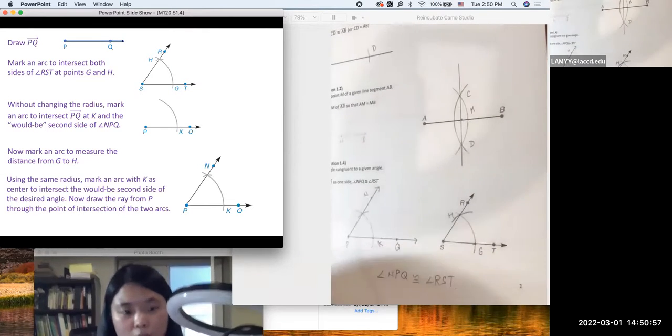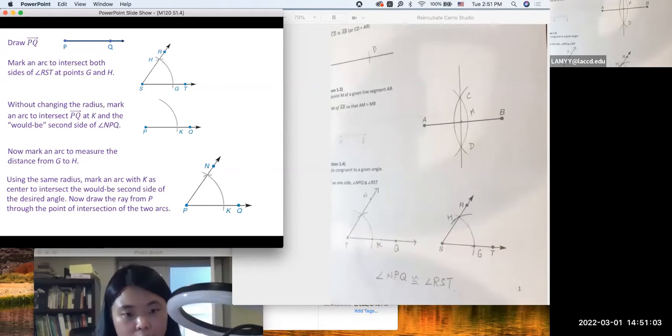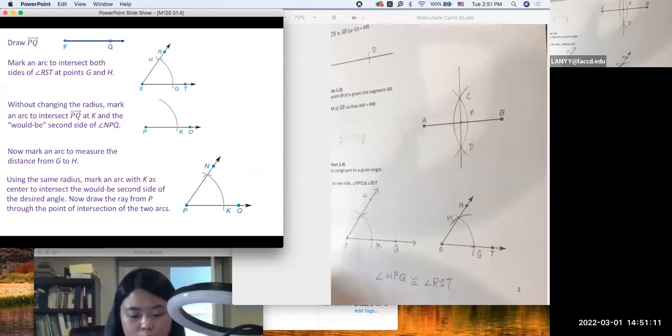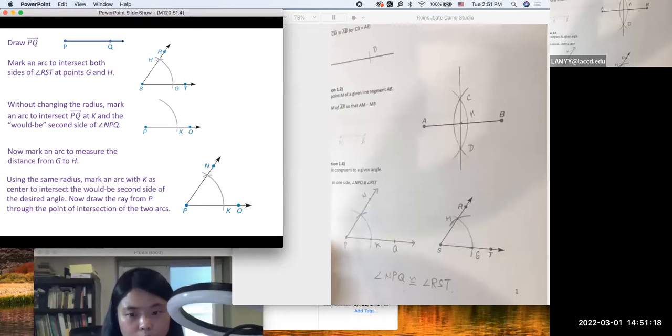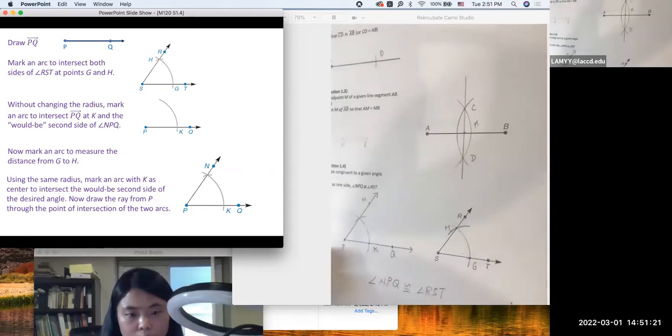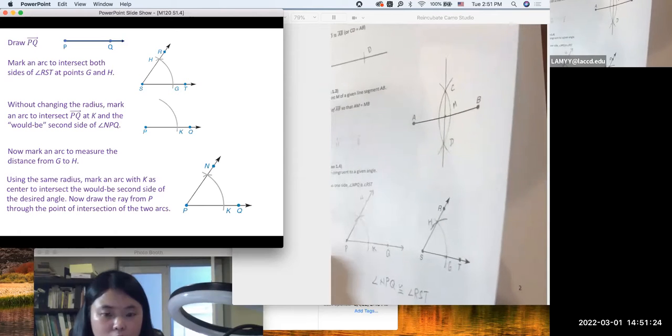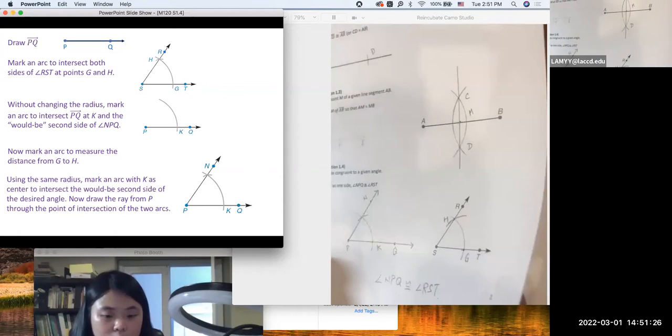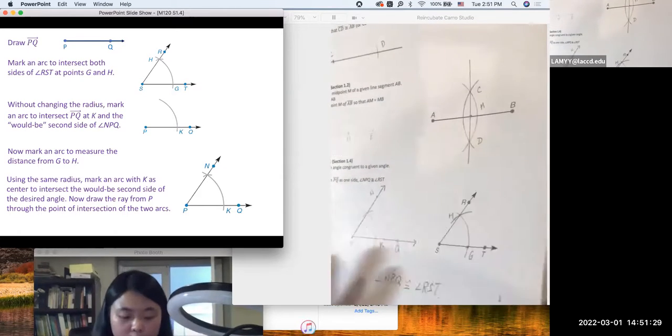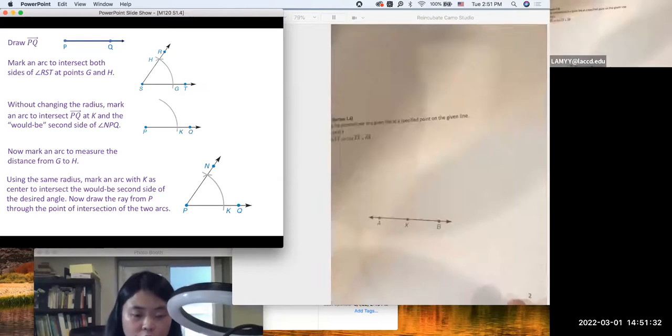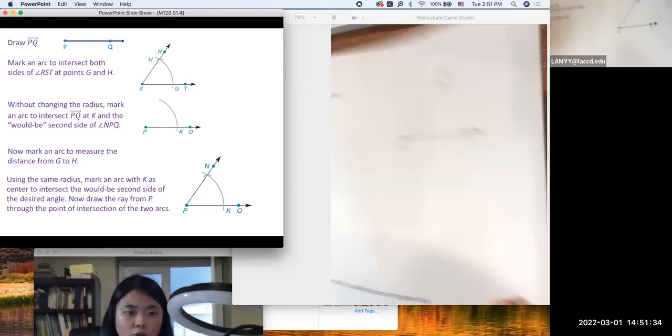Are you guys okay? Then they will have the same angle in here. Okay, right? If you guys didn't stop me, I'm going to keep going, okay? So this is construction 3, and then we have construction 4 here.